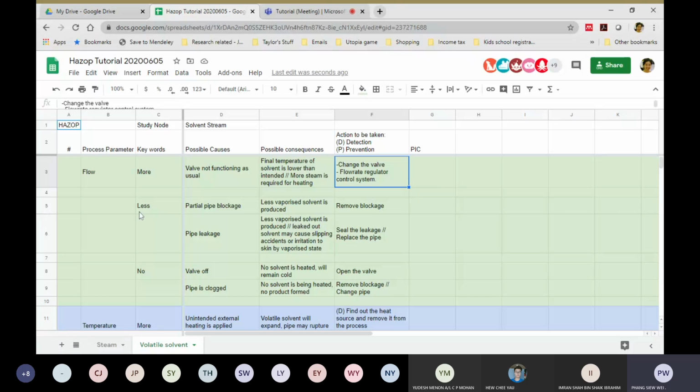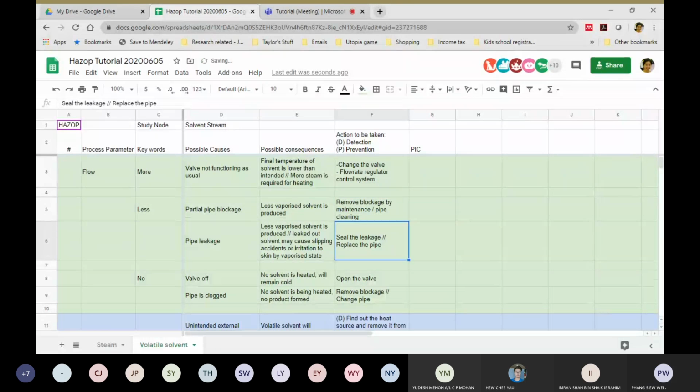If no, then we go to the next one. So less flow rate, partial blockage, and we have pipe leakage here, yes. The consequences are that we may have less vaporized solvent, and we also have solvent leaking, which is very dangerous. So remove the blockage by maintenance again, or pipe changes, cleaning. Seal the leakage, replace the pipe. Yes, that's what we are going to do.